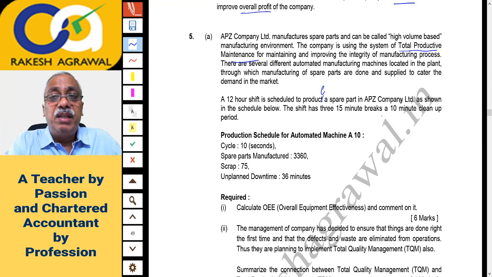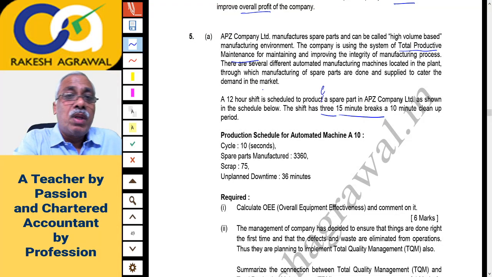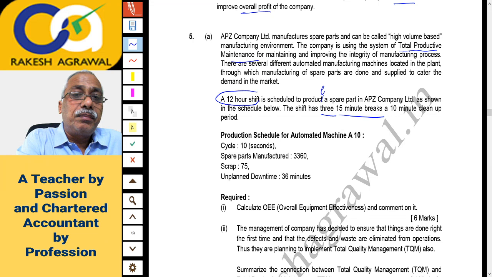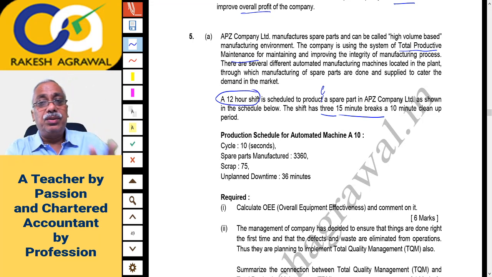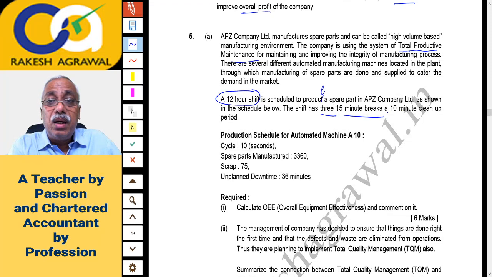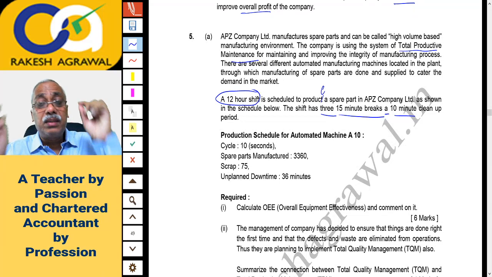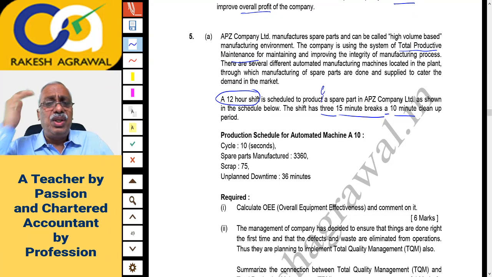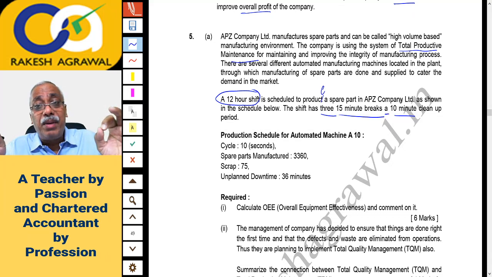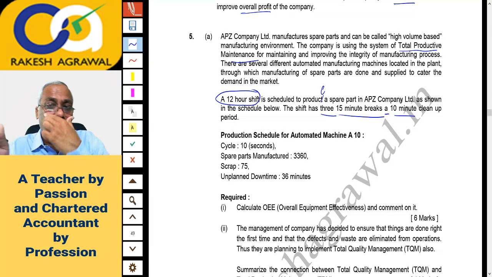The shift has three 15-minute breaks and a 10-minute cleanup period. The shift is of 12 hours and this shift has 3 breaks of 15 minutes each. It means 45 minutes lost and a 10-minute cleanup period. So one cleaning period is there for 10 minutes. The cleanup period is only 1, not 3, but the break is 3 times.